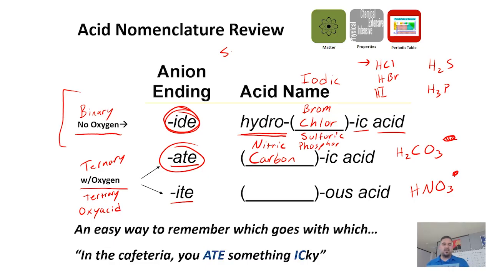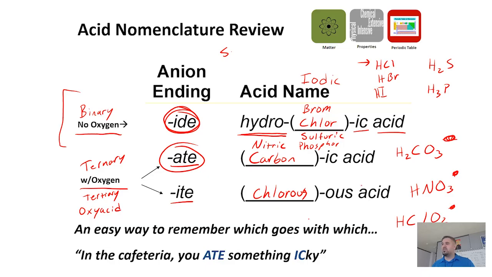Now let's take a look at the other type. The other type are going to be the ITEs. So let's look at chlorite. What's the formula for chlorite? What's the charge? So how many hydrogens? 1 hydrogen. There's our formula right there. So chlorite in its acidic form, what's it going to be called? Chlorous acid.